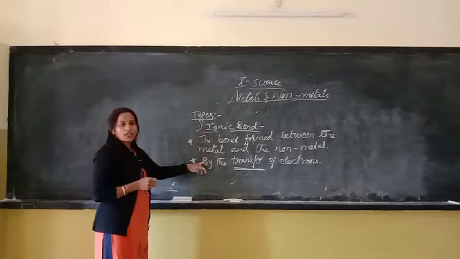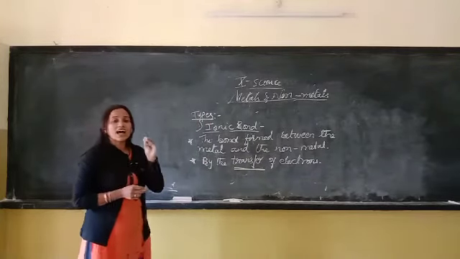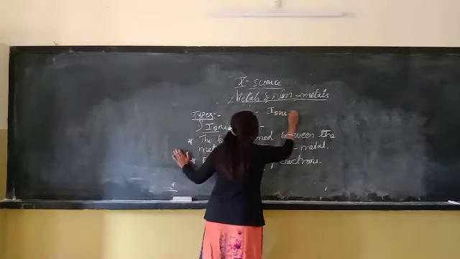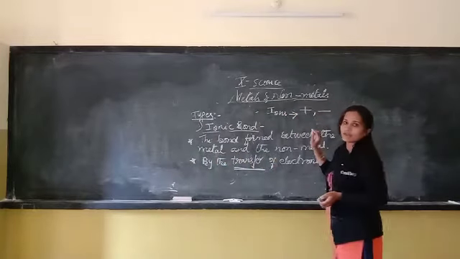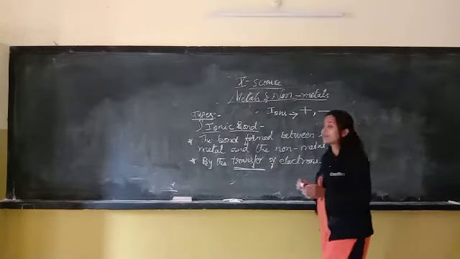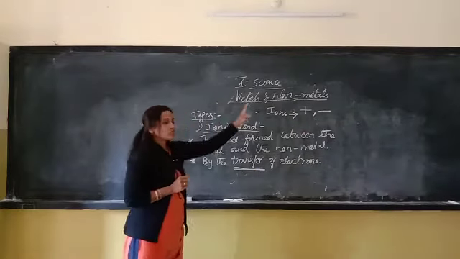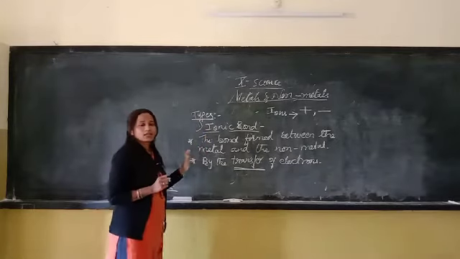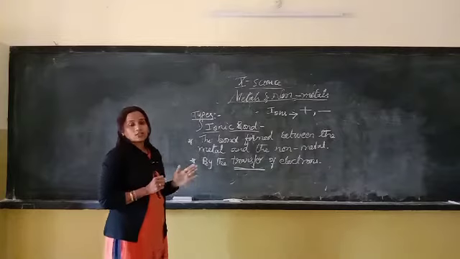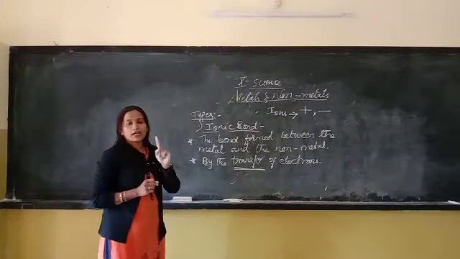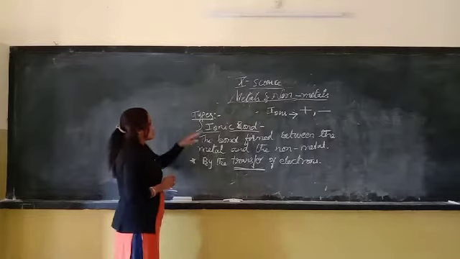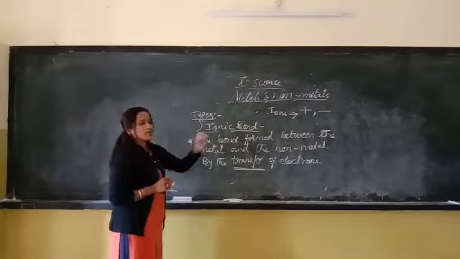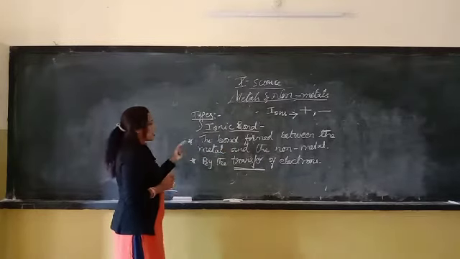So what do you mean by ionic bond? Ionic is nothing but where the ions will be there. Ions, in the last class I told you, means positive and negative ions, that is called cations and anions. Almost all the elements carry positive or negative ions. So ionic bond is nothing but the bond formed between the metal and non-metal.